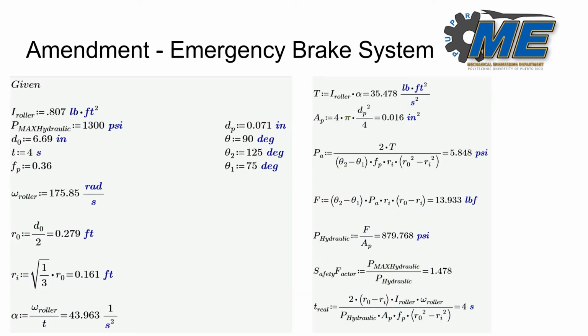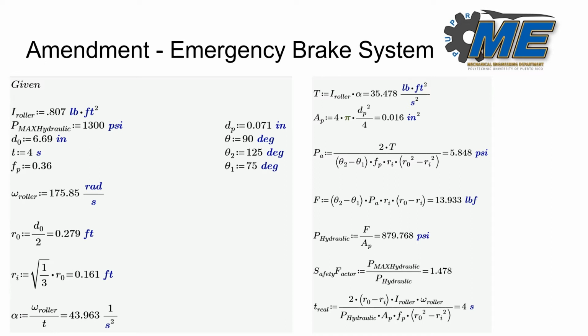Now for the last calculations made for our amendment, they are for the emergency brake system, which is subsystem number 4. The specifications that changed were the inertia of the roller, which is significantly lower, and the diameter of the disc, which is D0. Originally it was 15 inches, now it's 6.69 inches.